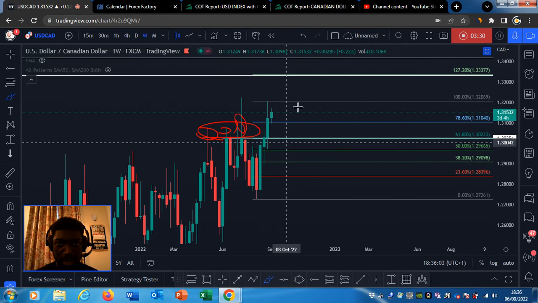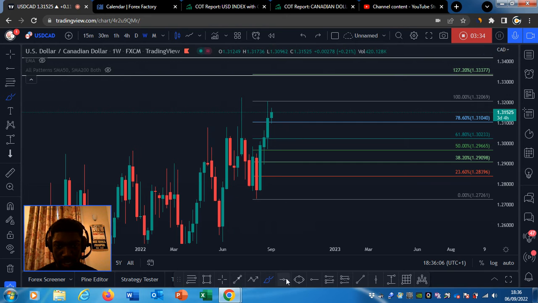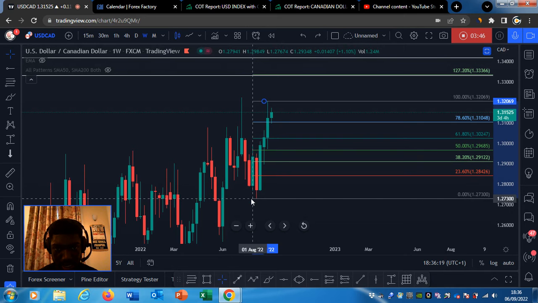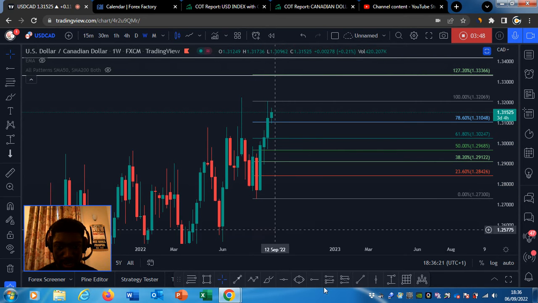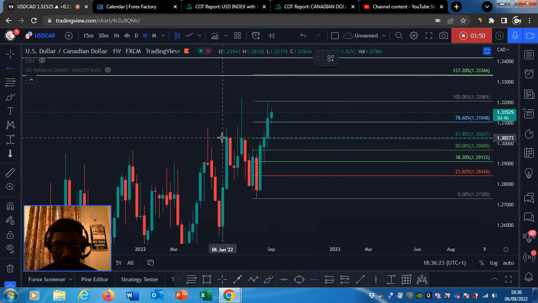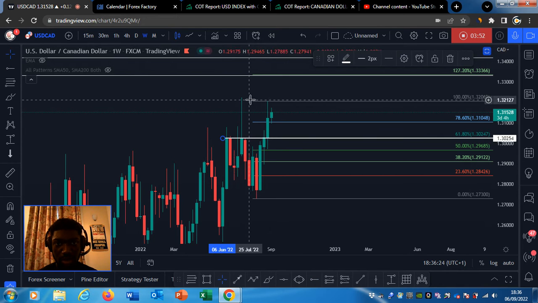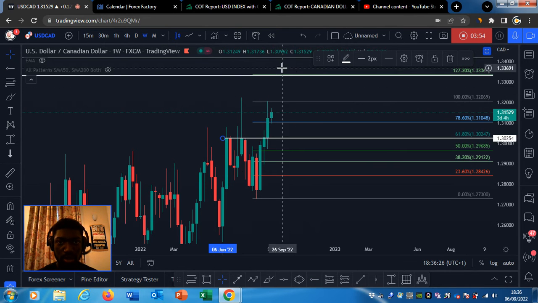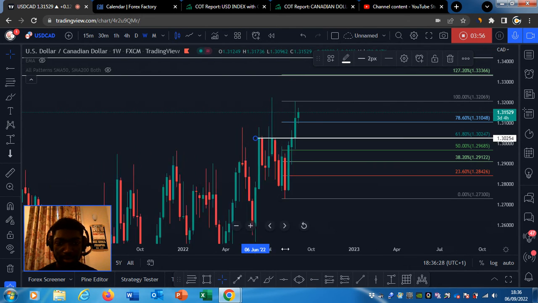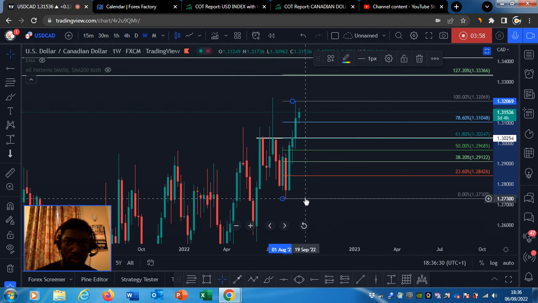So we should be expecting a retracement on the weekly time frame to confirm this bullish cycle, as we can see here. So yeah, this is what the weekly time frame is indicating for us, that we should expect a retracement to the 61.8 before a continuation to touch the monthly resistance zone.